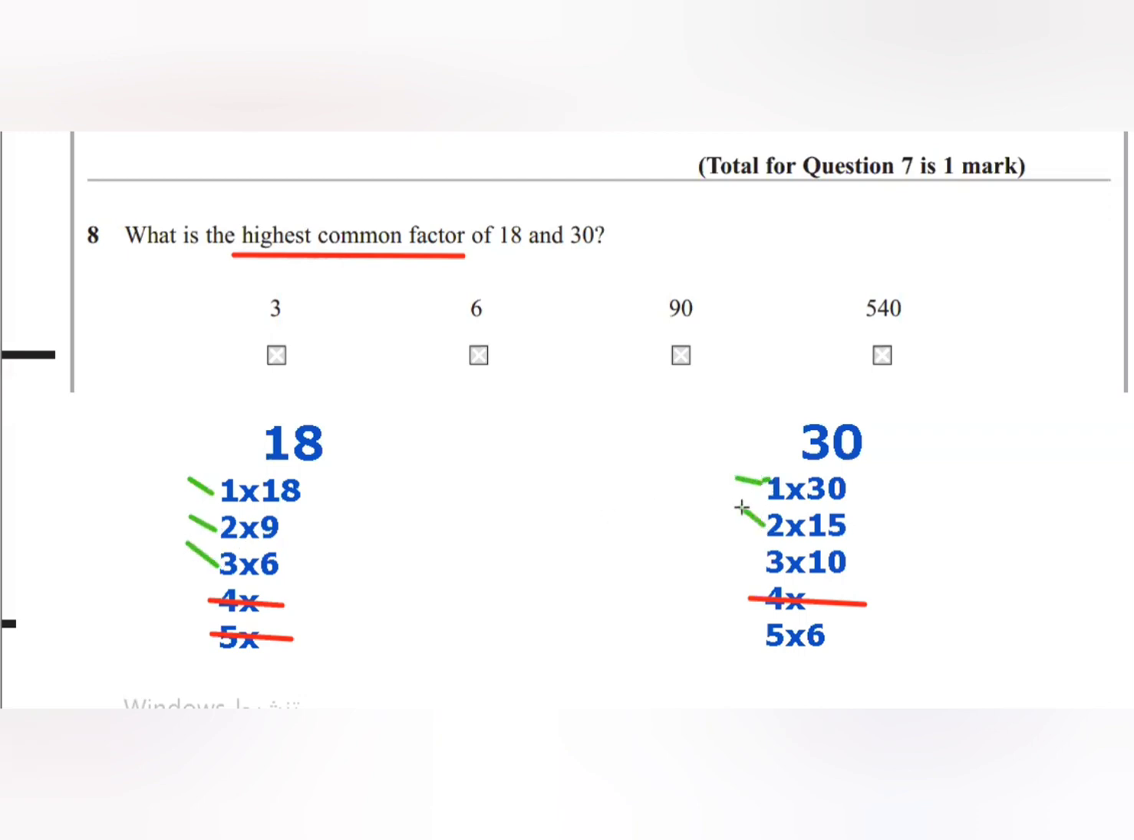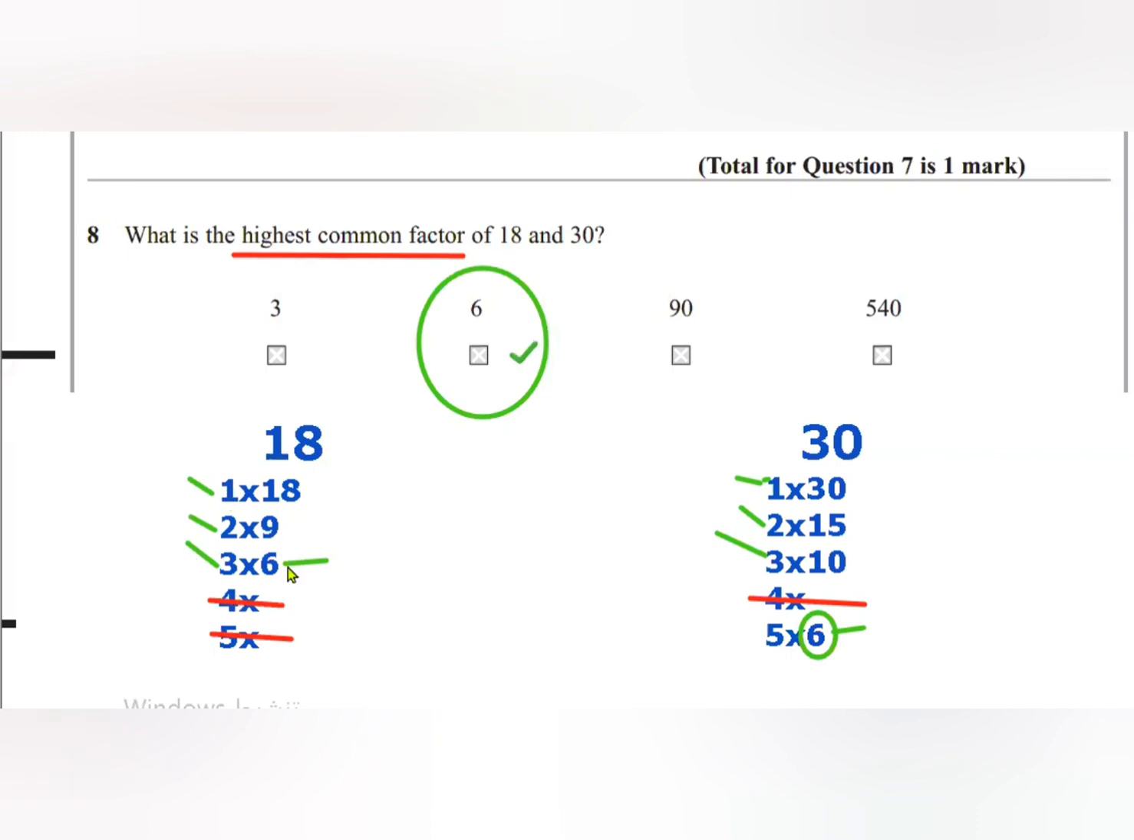1, 2, 3. What else is common? We have the 6 here, 6 here. Good. Do we have other commons? No, we don't. So what's the highest between the numbers that we chose? It's the 6. Very good. So the 6 is the highest common factor between these two numbers. So the 6 is the answer of this question.